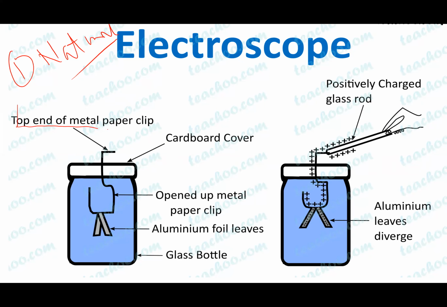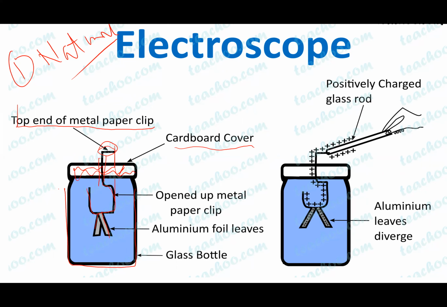This is the top end of a metal paper clip. This is a cardboard cover, an insulating cover, and there is a hole. This is the metal paper clip. These are aluminum foil leaves. This is glass.